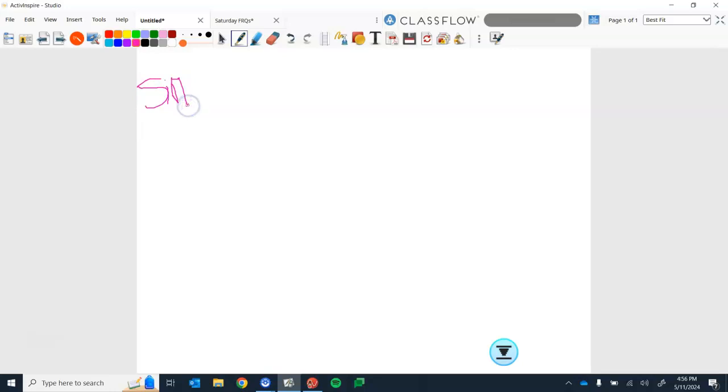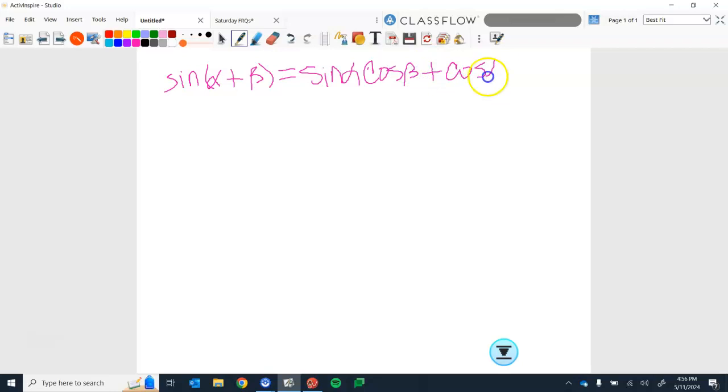Okay. Sorry, this is just pathetic. Sine of alpha plus beta. And this gives me sine of alpha times the cosine of beta plus the cosine of alpha times the sine of beta. Okay, that's one of your sum identities.